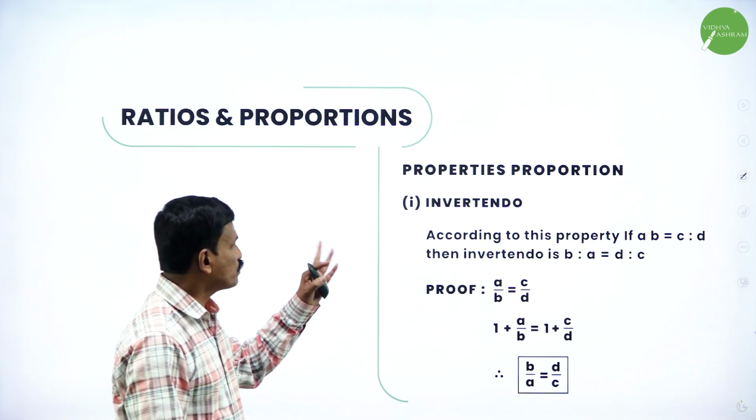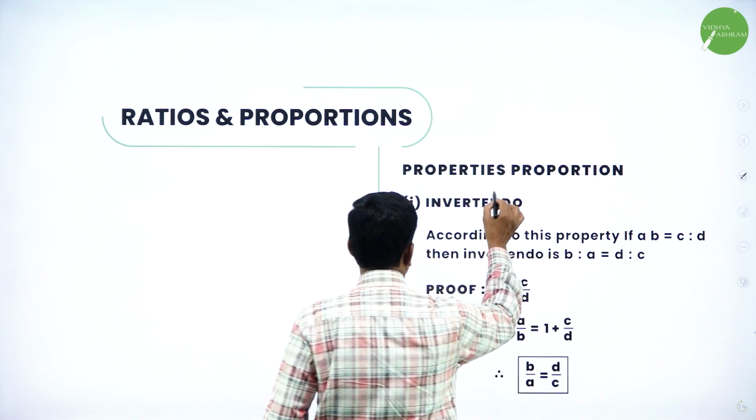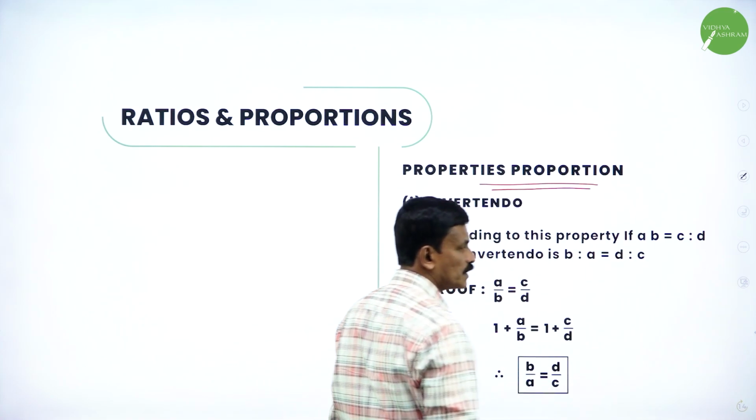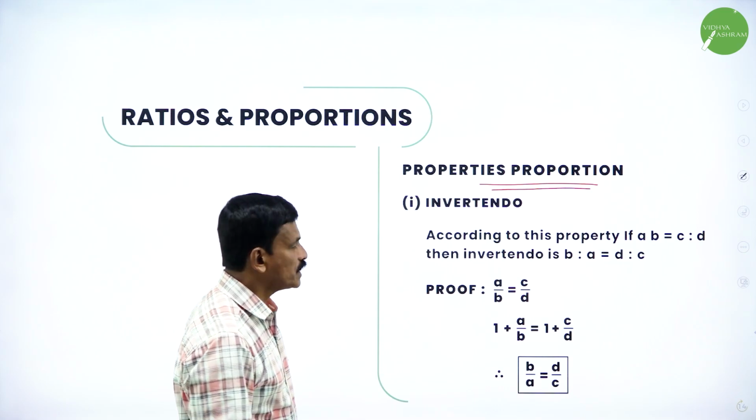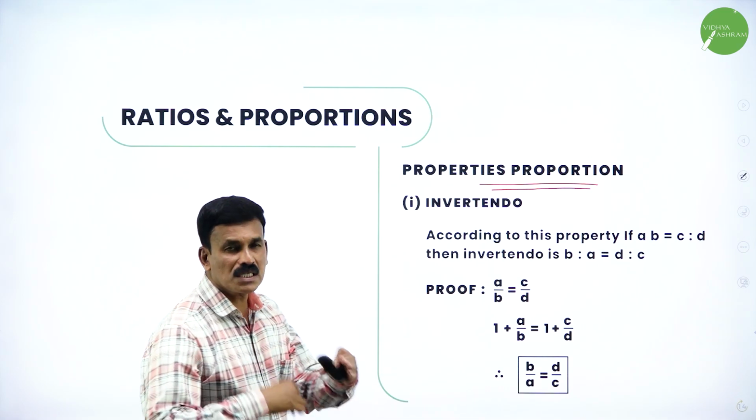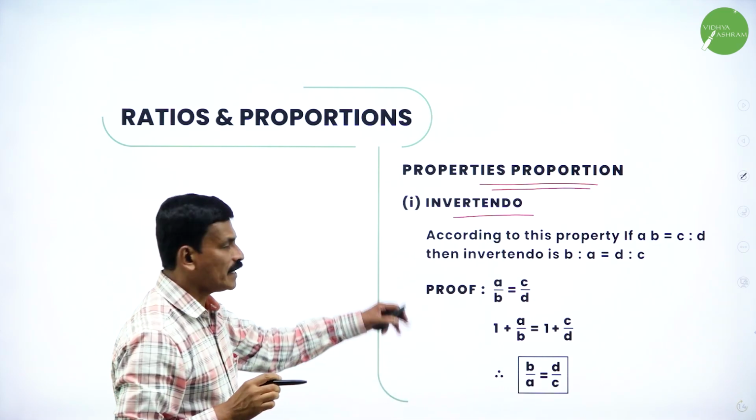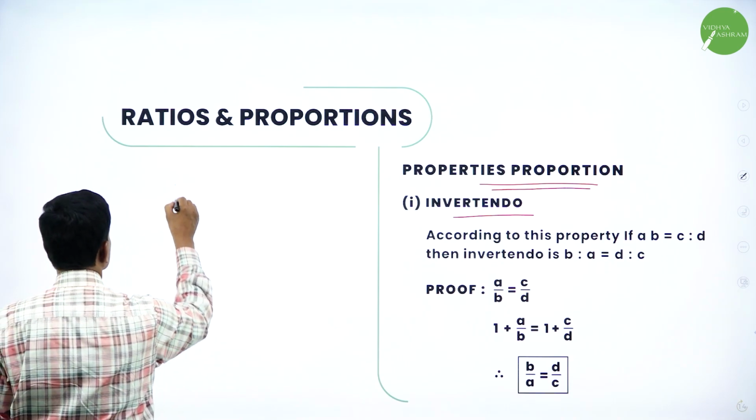Let us move on to the properties of proportion. Properties of proportion. Now, first property, inverted. So, inverted means just reciprocated. That's it. Let us take the proof for this.